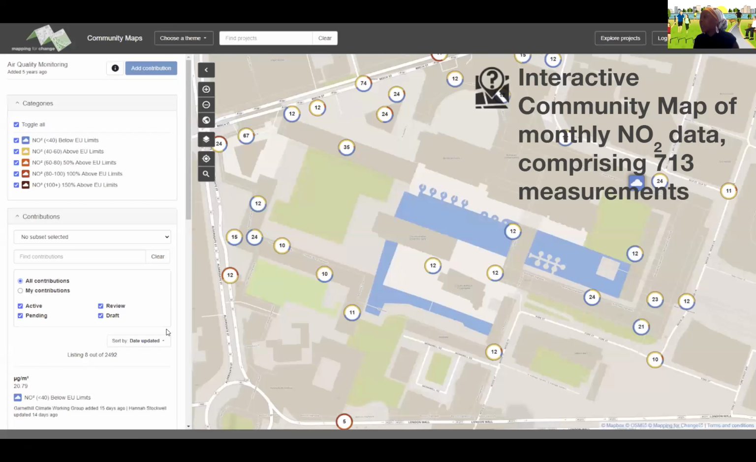So what we did is that information was mapped and collected on a community mapping platform, which we'll talk a little bit about later on in the presentation, so that each diffusion tube, the monthly data that was gathered, was placed on this map, and obviously each location was mapped for every month. So that gave us basically 713 measurements over the course of 12 months to understand what the nitrogen dioxide levels were in each of these locations.